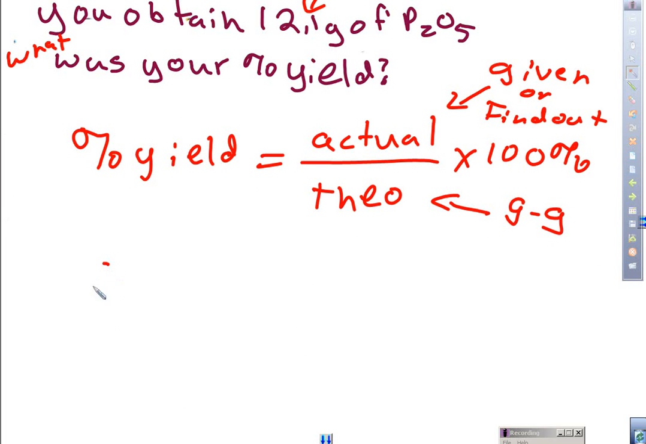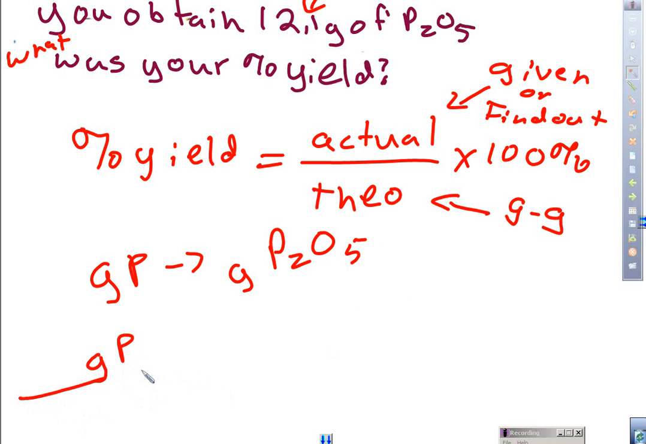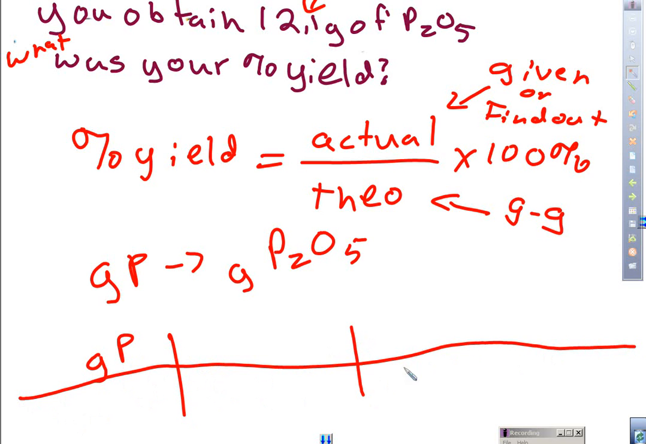Now we're going to do a gram-to-gram problem. So we're going to start with grams of phosphorus, and we're obtaining grams of P2O5. So that's what we do. We set our equation up, grams of phosphorus, and if it's a gram-to-gram problem, how many steps is that? 3. So it's grams of phosphorus to grams of P2O5. And you start with 5.00 grams of phosphorus.